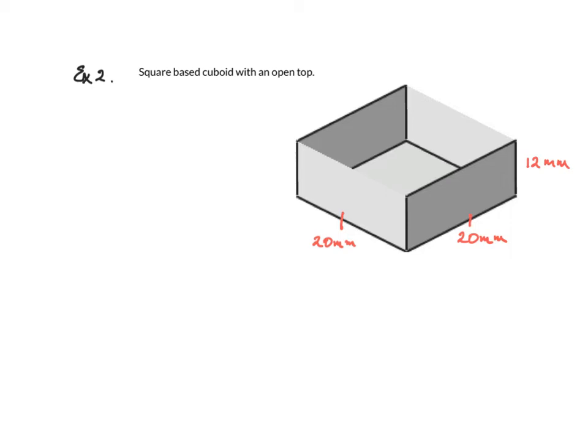How does that affect our calculation? Well, let's do some calculating then. So area 1, why don't we let the base be area 1? So that will be length times breadth. And that's 20 times 20, or 20 squared.